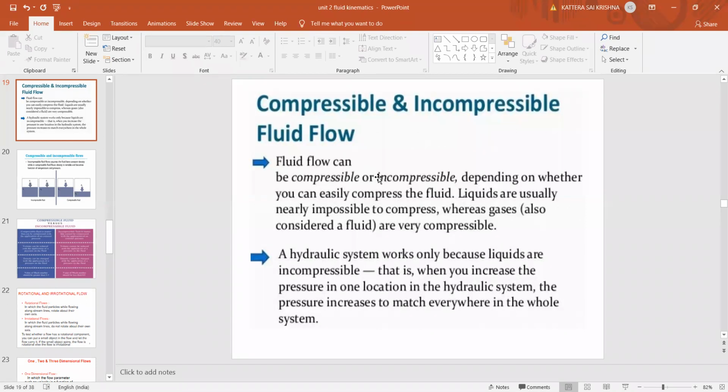While coming to incompressible flows, the density is constant for the fluid flow. Throughout the flow, the density will be constant. Liquids are generally incompressible, as I already said, while gases are compressible. So for incompressible flows, density rho is equal to constant. Always the density is the same for incompressible fluids.